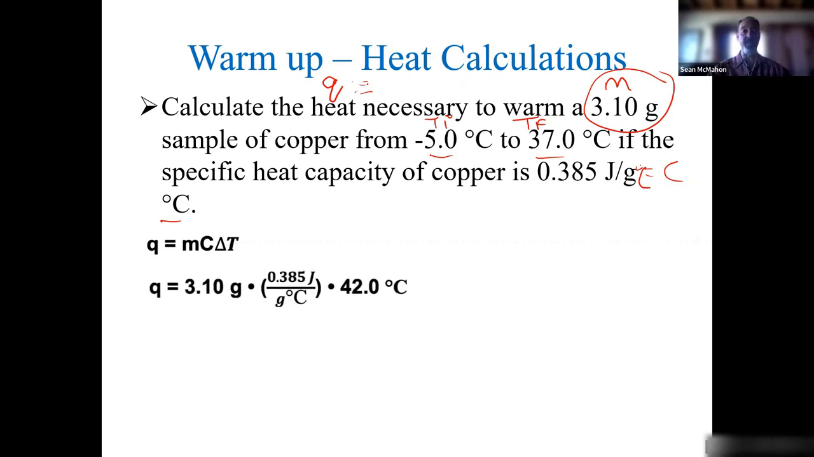I plug everything in. Now, where did I get the mass? I know I got the 3.10 grams. For the specific heat, I got the 0.385 joules per gram degree Celsius because I either looked that up or it was provided. How did I get this? Remember, delta T is always final minus initial. Anytime you see a delta, whether it's delta V, change in volume, it'd be final minus initial. This is delta T, so it's final minus initial.